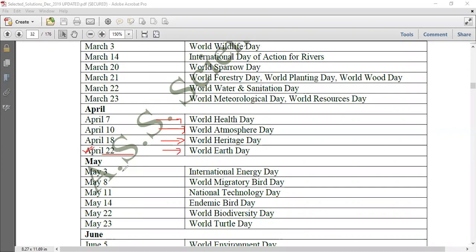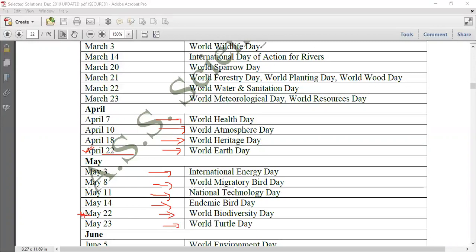Then we come to May. 3rd May, International Energy Day, as you can see here. Then 8th May, we have World Migratory Bird Day. Then 11th May, National Technology Day. May 14 is Endemic Bird Day. Then World Biodiversity Day, which was May 22. It was also there in the question. These are important things. World Turtle Day is on 23.